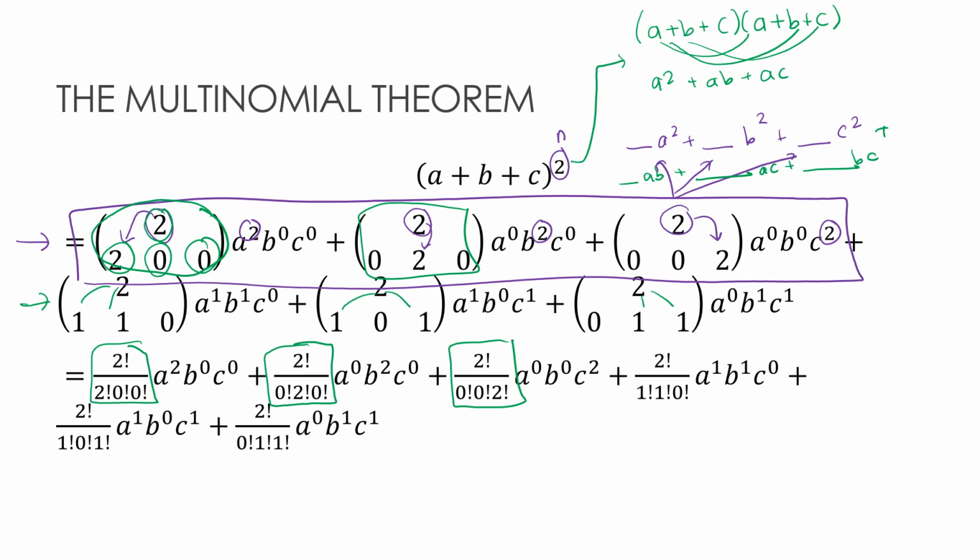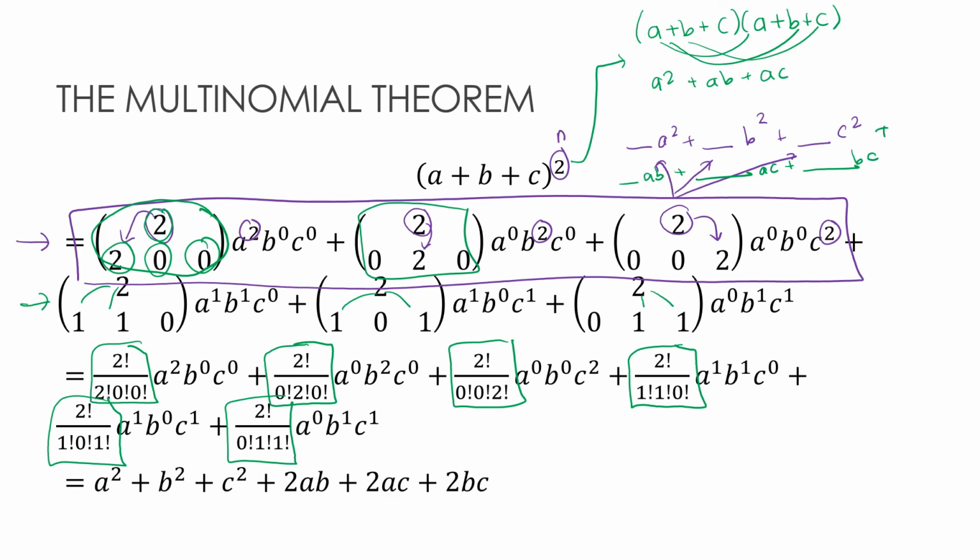And then for the next line, 2 choose 1, choose 1. 2 choose 1, choose 0, choose 1. 2 choose 0, choose 1, choose 1. And then use your calculator. A squared, because 2 factorial over 2 factorial is 1. So a squared plus b squared plus c squared. And then 2ab, 2ac, 2bc. And if you don't believe me, please feel free to multiply this out and to determine the final solution. But you should end up with what we ended up with here.